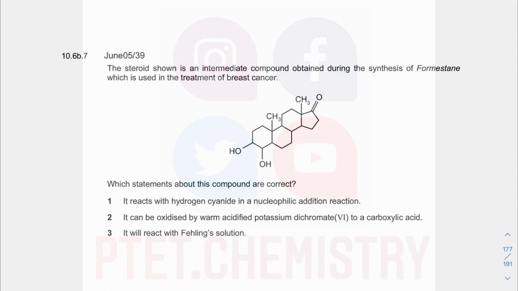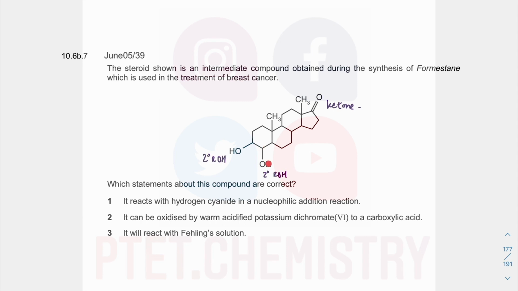Moving on to the next question, we have this steroid. The steroid is an intermediate compound obtained during the synthesis of a drug we use in the treatment of breast cancer. So a lot of drugs that look complicated all come from simple steps, and drugs differ because the bigger they are, the more potential there is to have many different functional groups. For instance, this one here is a ketone. I hope you can identify that as a ketone, and this is a secondary alcohol, and this is also a secondary alcohol. The carbon with the OH is bonded to two other carbons.